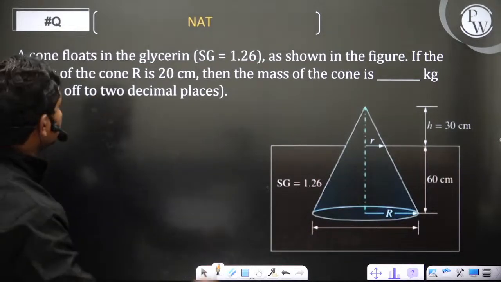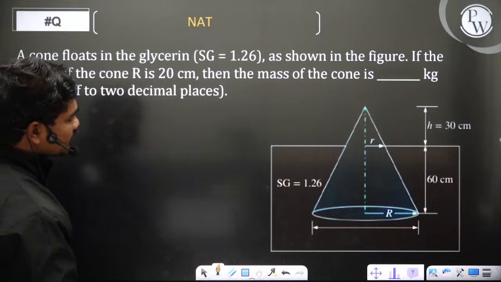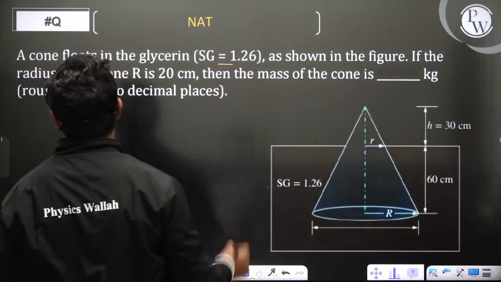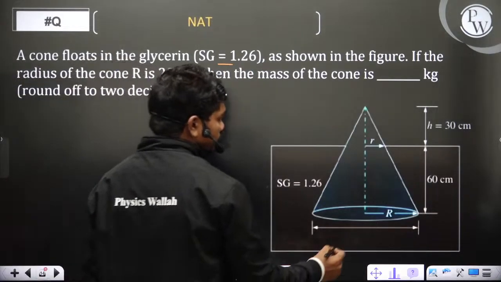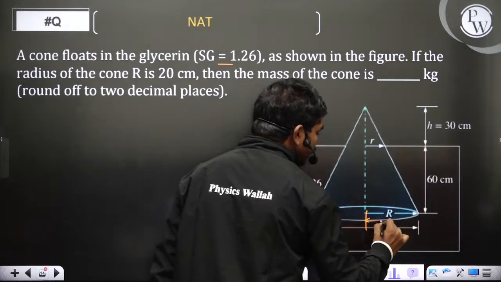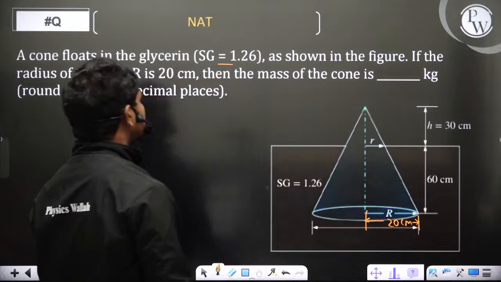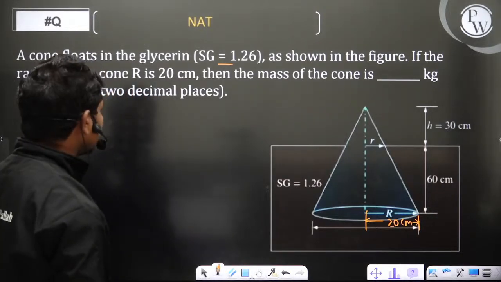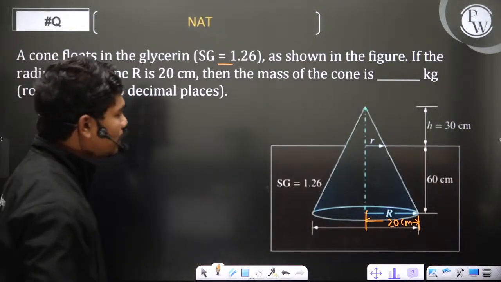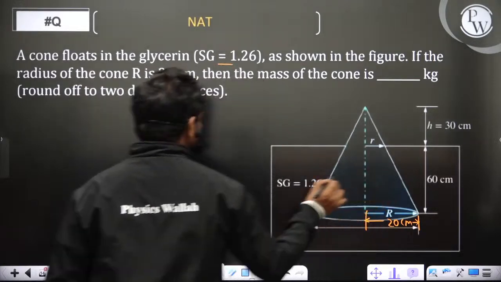There is a cone like this. A cone floats in glycerin of specific gravity 1.26 as shown in the figure. If the radius of the cone is r equal to 20, so this is 20 centimeters, then the mass of the cone is dash kgs, round off to 2 decimals. Okay. So let us check clearly. Solution.